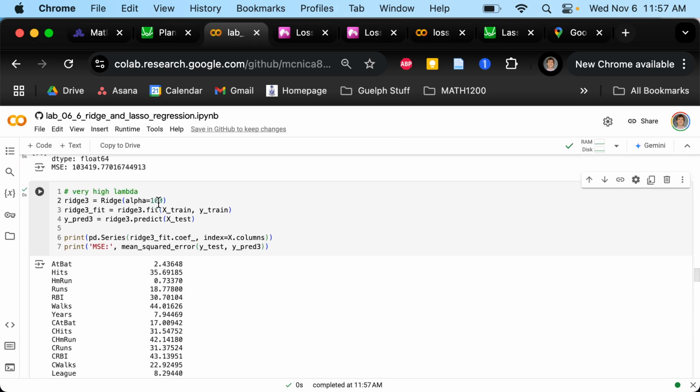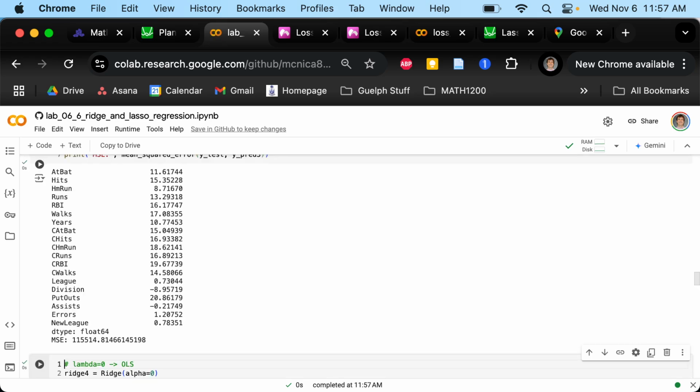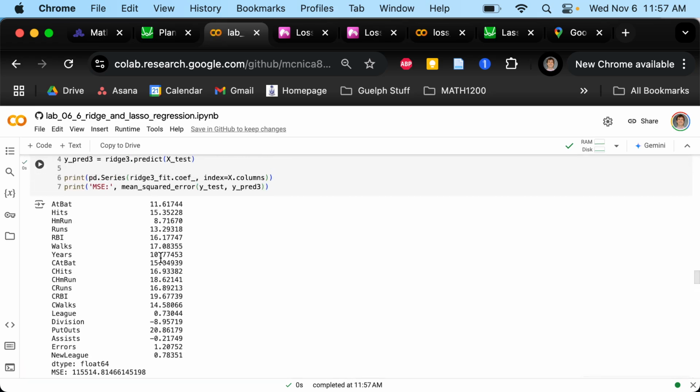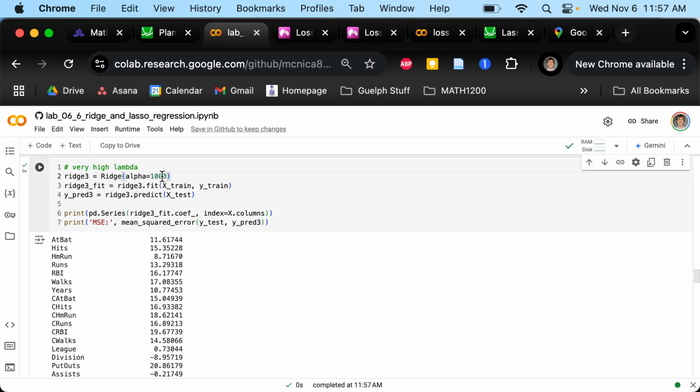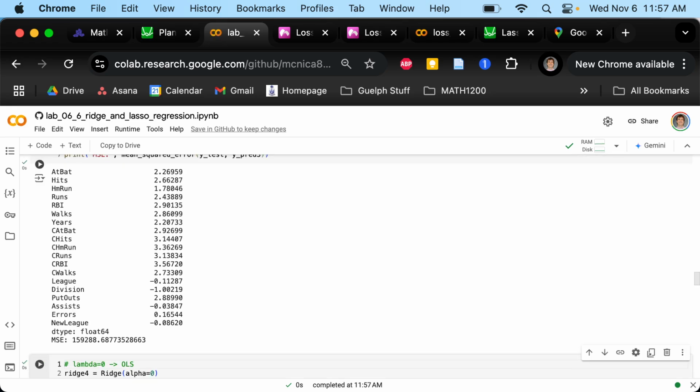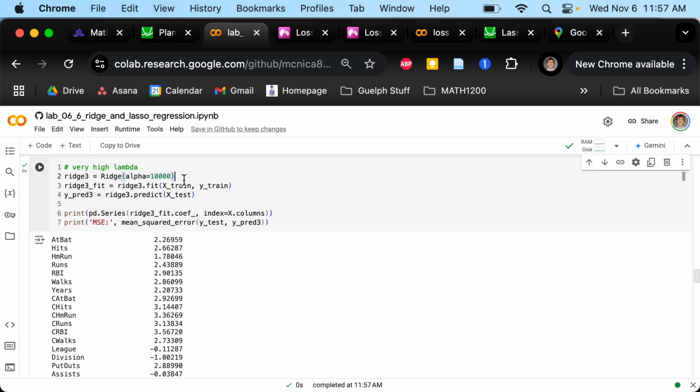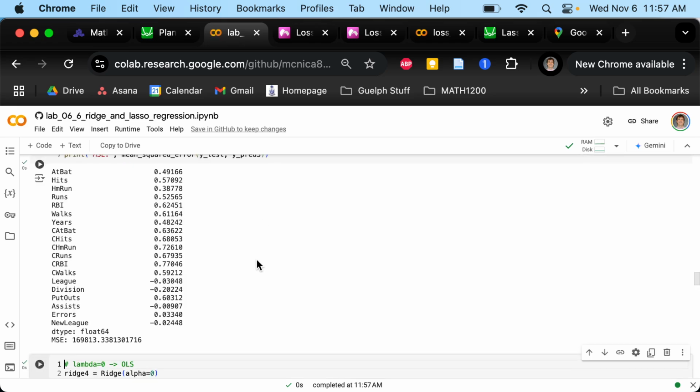Let's make it 1,000. Run it again. So the numbers are getting smaller. Let's do 10,000, add a 0. The numbers are getting smaller and smaller, but they're not literally 0. So for example, this coefficient is 0.11. This coefficient is 0.03. They're getting smaller and smaller, but they're not literally 0. Let's add a 5 in front here and run it one more time. And now they're all less than 1. The coefficients all get smooshed towards 0, but they're not literally 0.